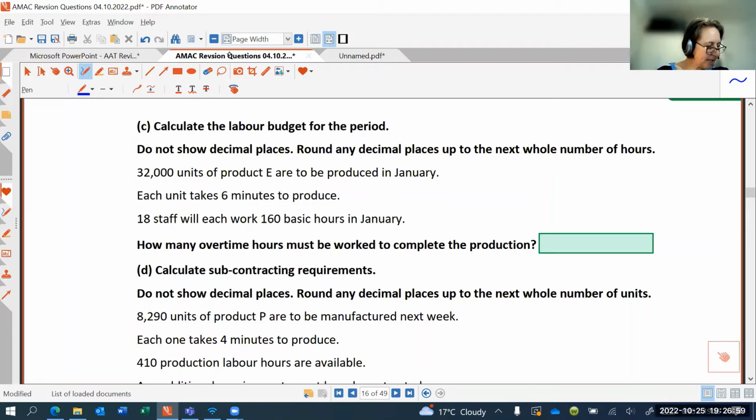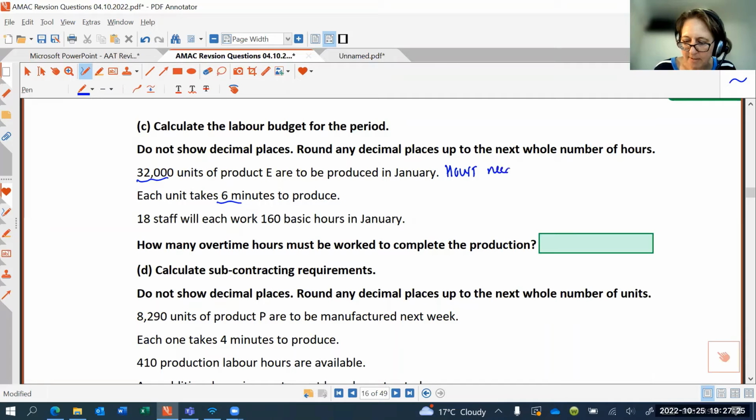Well, in order to answer this then, I think there's two things that we have to work out. We have to work out how many hours are actually available from our staff. We know how many staff there are and how many hours they're working. And I need to work out how many hours are needed based on how many I'm going to produce and how long it's going to take. So I think we can probably fit this work in over here.